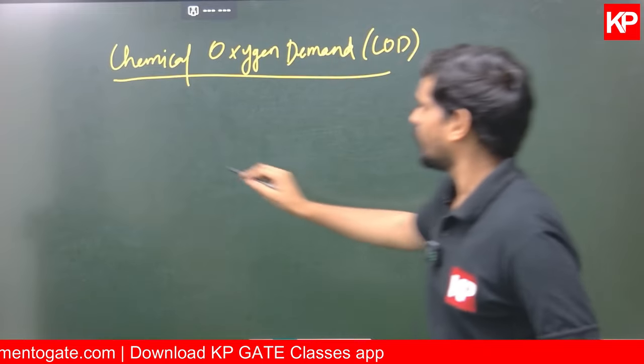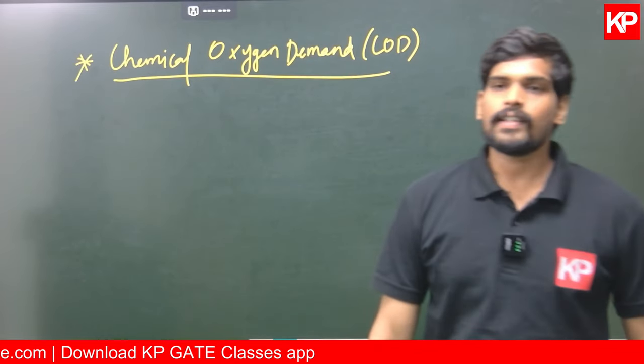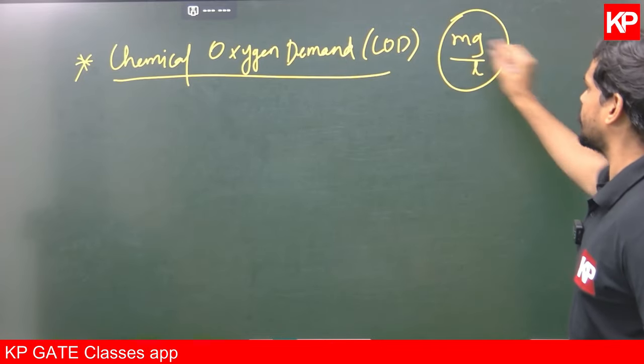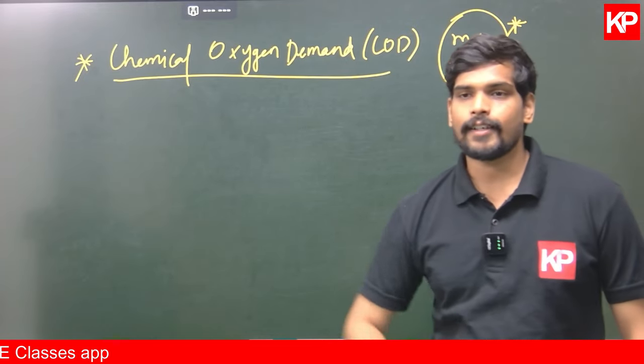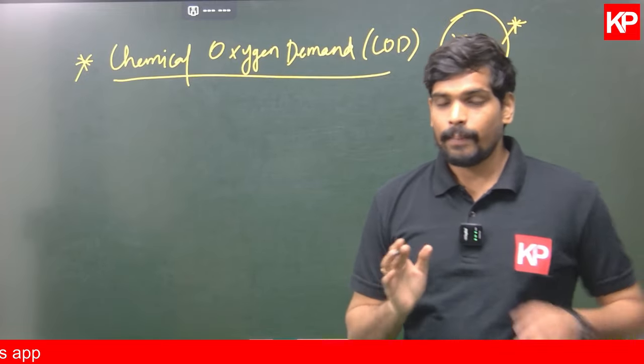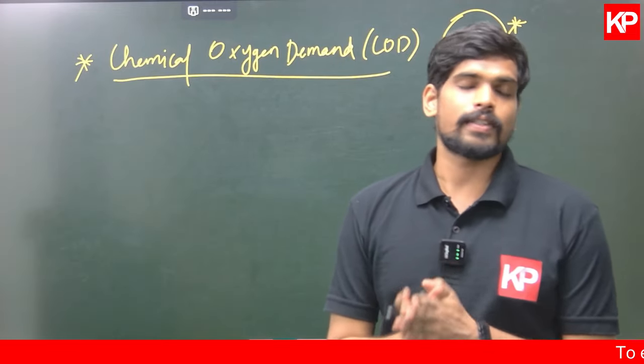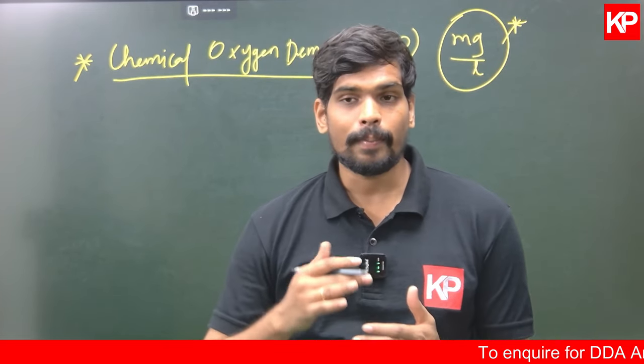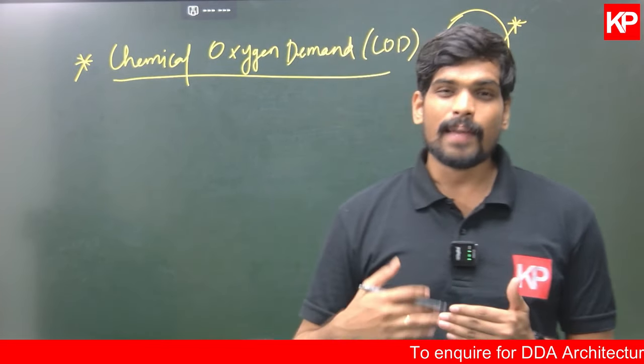COD. This also, from the name itself. So firstly, let me clear you that this also is measured in milligram per liter. From the name itself, you understand it is also how much oxygen is consumed. But this is not the amount of oxygen consumed by bacteria or aerobic organisms. It is the amount of oxygen consumed by chemical processes, by the chemical oxidation.